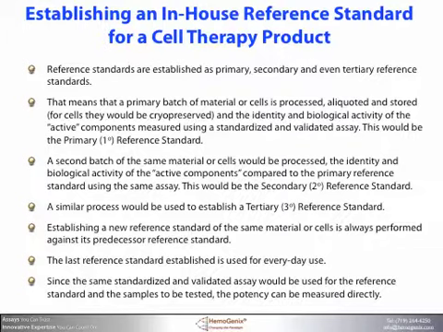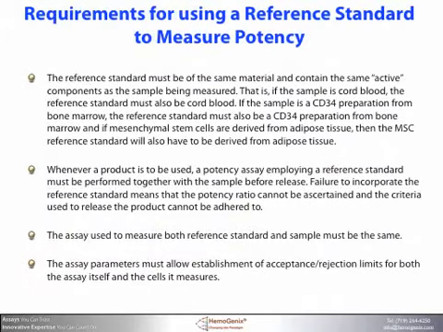Since the same standardized and validated assay would be used for the reference standard and the samples to be tested, the potency can be measured directly. In this way, we at Hematopoietic have established our own in-house reference standards for bone marrow, cord blood, mobilized peripheral blood, and mesenchymal stem cells.